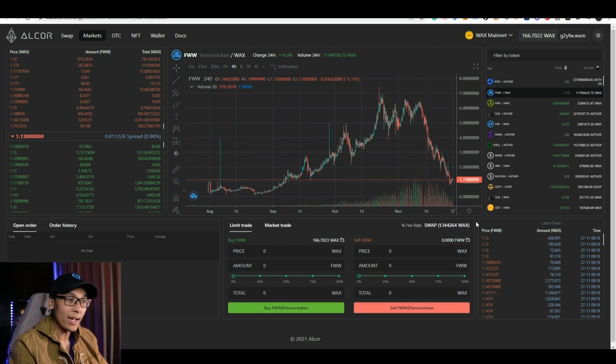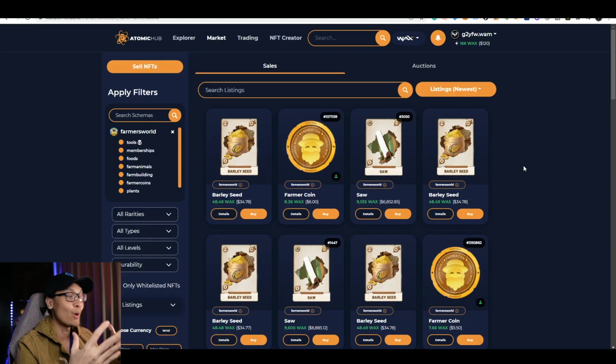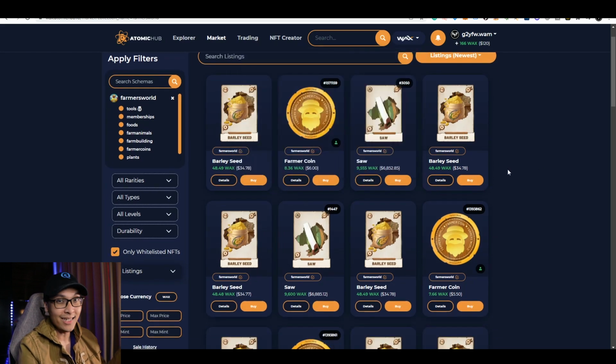I'm going to show you exactly why now is the best time to enter, since the price of all tools right now is quite cheap. If you head over to Farmer's World Ultimate Hub, you can see that all these tools and even the barley seed are very cheap, at only $34, when we previously saw it at about $234.